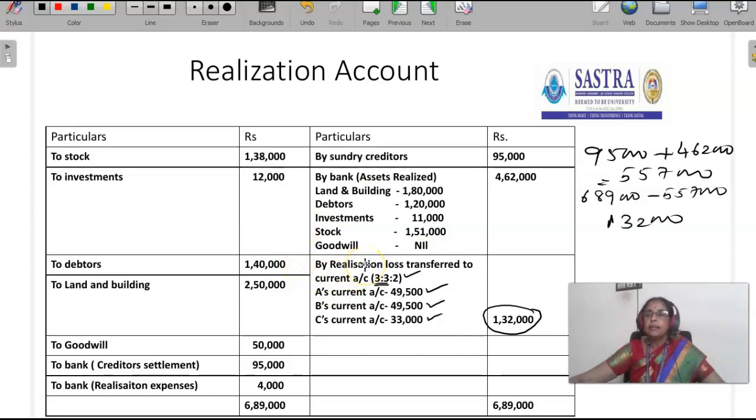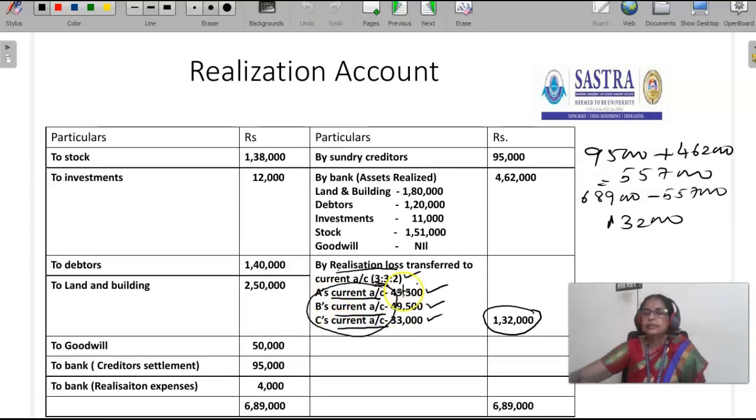Sometimes the net result of the realization account is a profit, and sometimes it is a loss. Whether the firm earns profit or loss, both should be transferred to partners' capital account in their profit sharing ratio. But in this problem, we have to debit or credit the realization profit or loss to the partners' current account.